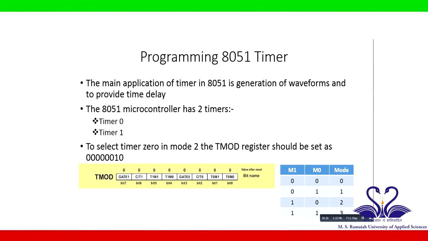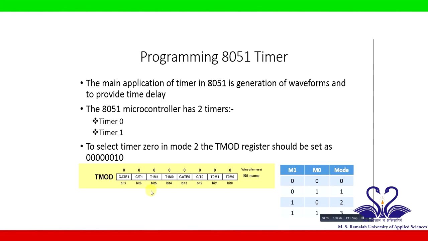To select the timer 0 in mode 2, the TMOD register should be set to 00000010. Now let us see what is meant by this TMOD register, how to set this TMOD register to get the timer 0 in mode 2. So TMOD register is nothing but the timer mode control register.